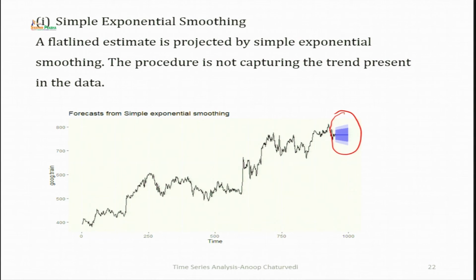So, what kind of forecast you get? You get a flat lined estimate. So, a flat lined estimate is projected by simple exponential smoothing. And the reason is that this procedure is not capturing the trend present in the data. So, after this point it is projecting a simple flat lined estimate for all the 50 observations.